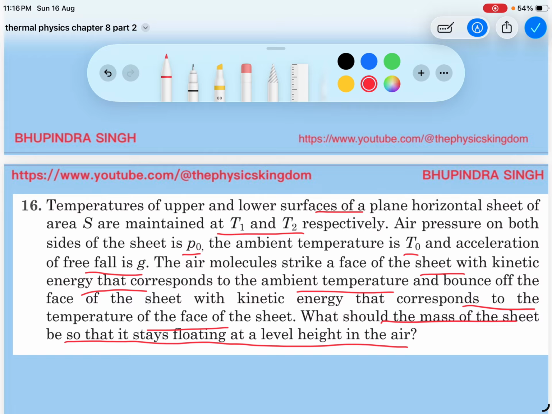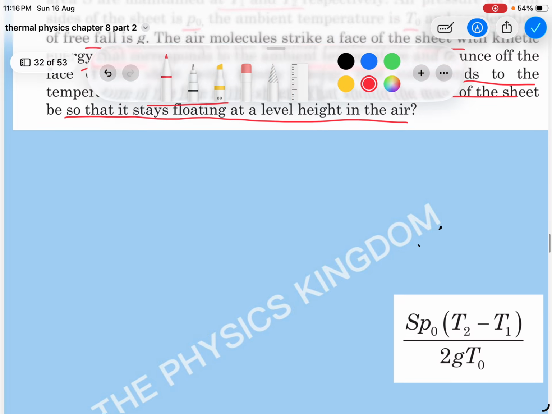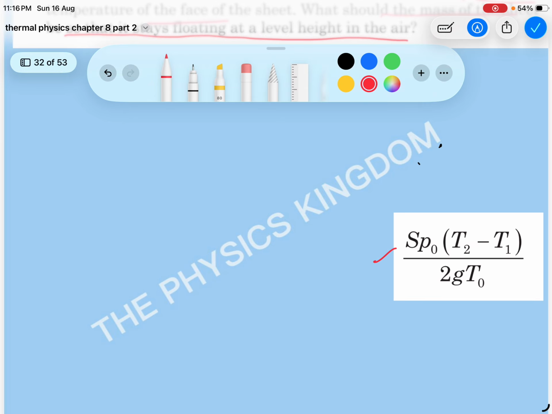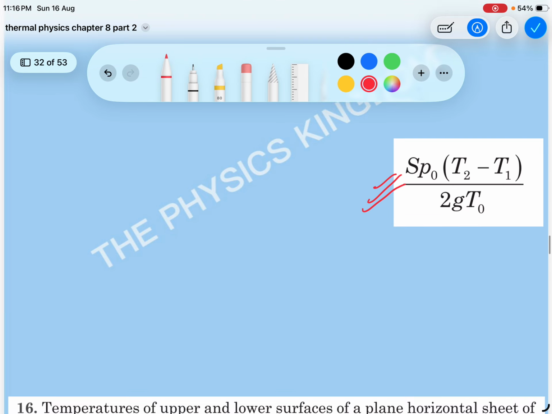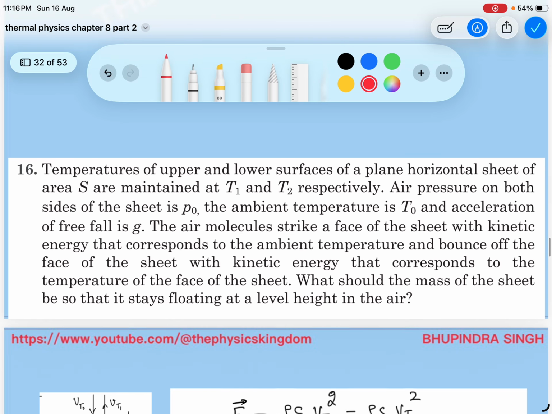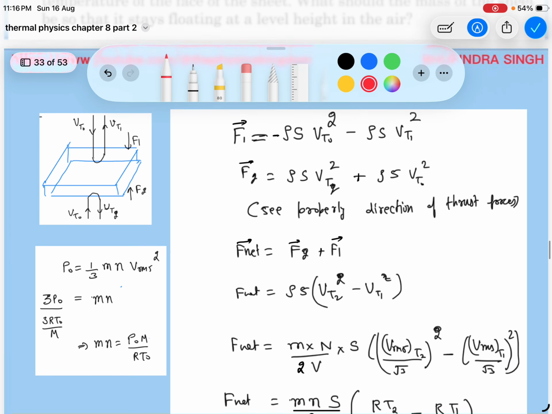So, very good question, right? A very important concept has been used in this question. Okay, so try this question, beta. We will discuss. So the answer is this. According to me, the answer is 100% correct. So let's discuss the solution in detail.